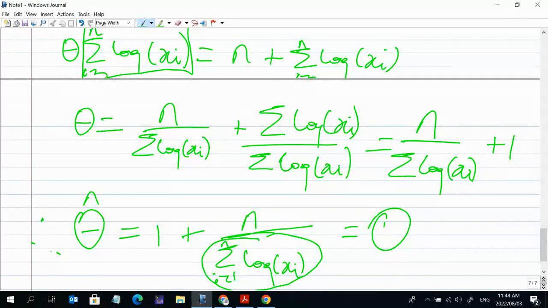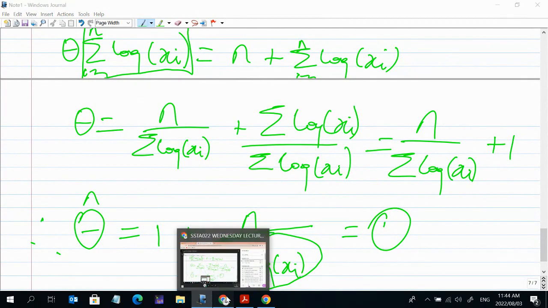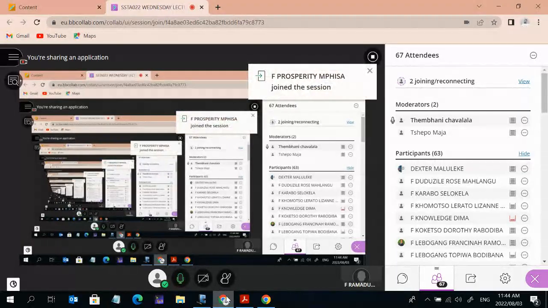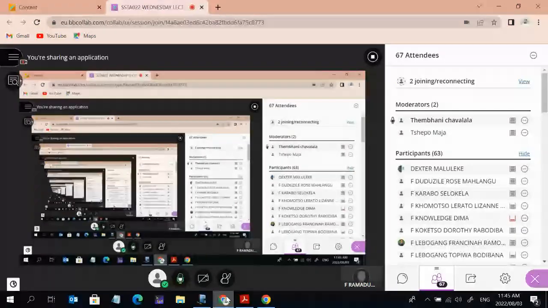Yes, sir. Thank you. Sir, can we please try the second method, whereby we don't involve the logs, we just differentiate from the beginning? No, you can do that, ma'am. We don't have time, so you can do that. It's the method of differentiation.